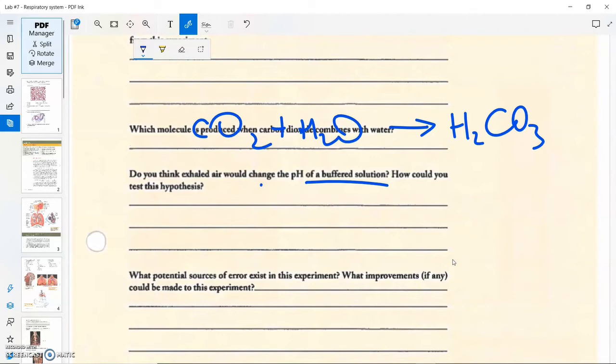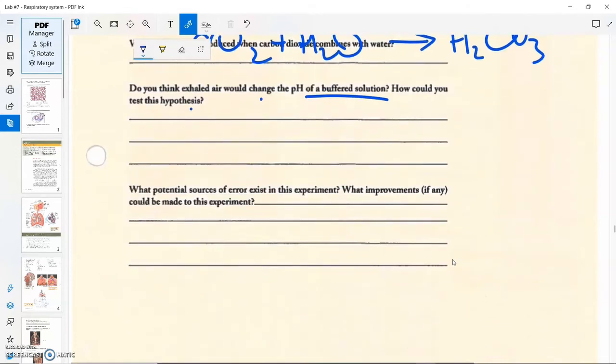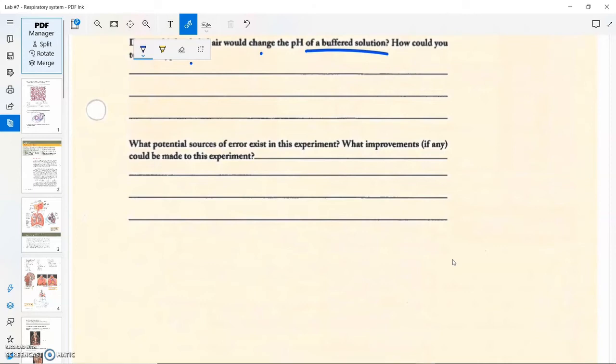We could test this hypothesis by using a buffered solution, for example, phosphate buffer or Tris buffer, and exhale into it. Potential sources of error are multiple: different volume of exhaled air between different people, different intensity of exhalation, variations in the concentrations of bromthymol blue, variations in the volume of the solution, all of it. We could improve that experiment to make it more quantitative.